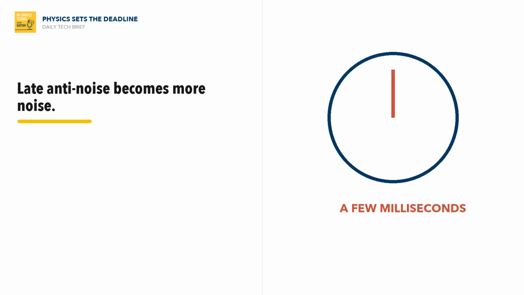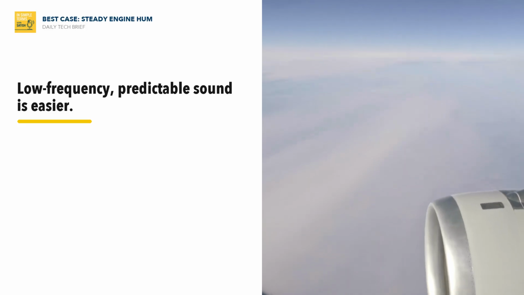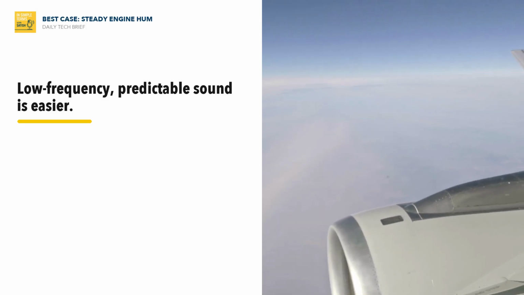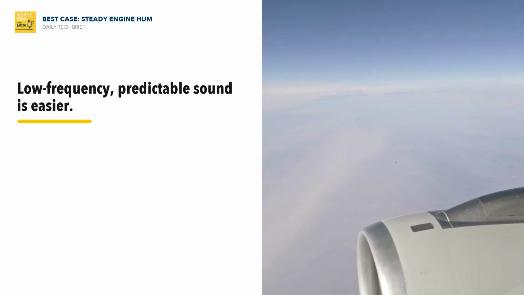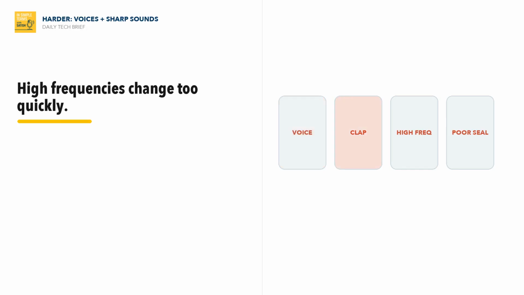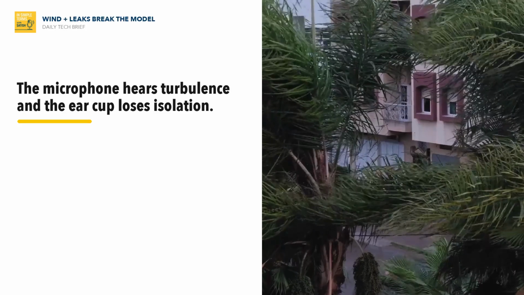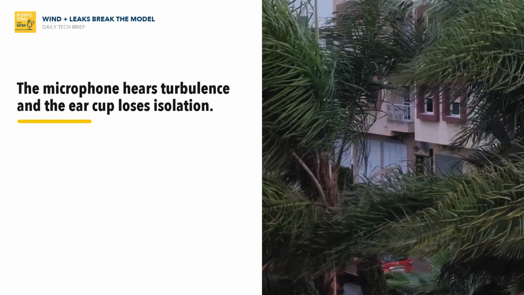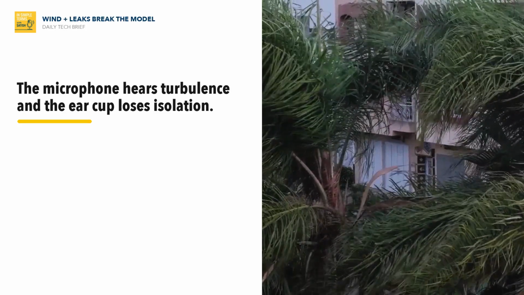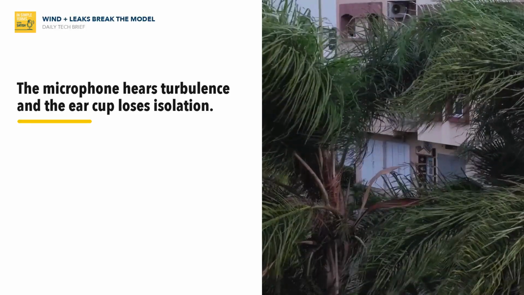The catch is timing and physics. Active cancellation works best for steady, low-frequency sounds such as engine hum. Sudden sharp sounds, voices, high frequencies, wind, and poor ear seal are harder because the headphone has very little time and space to create the right opposite wave.